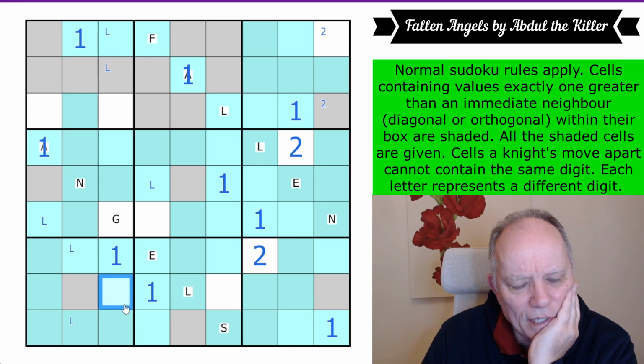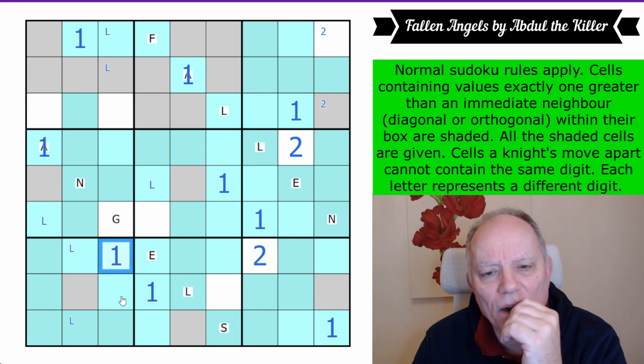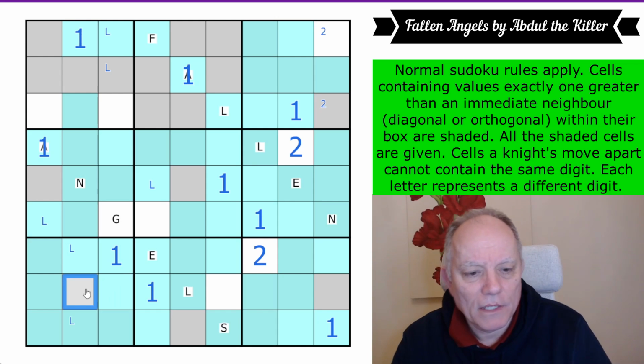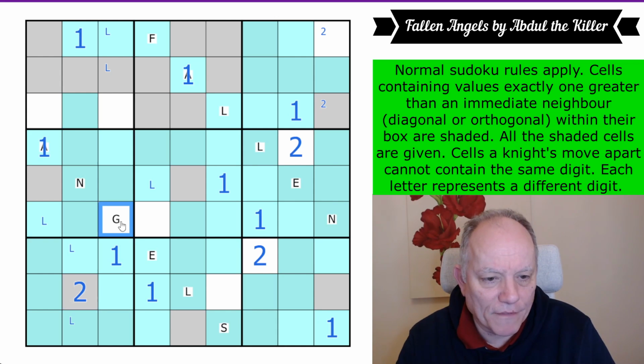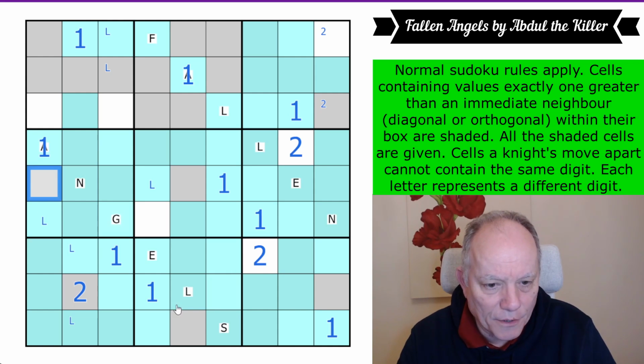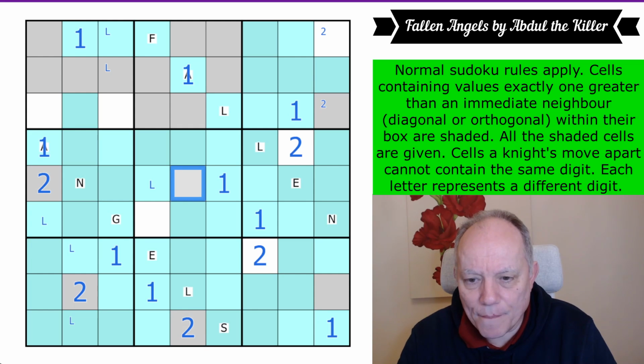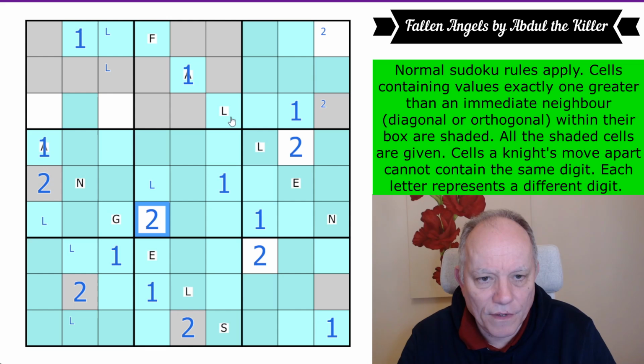When did I decide this wasn't? Oh, because it's white touching a 1. Yeah, all right. That's fine. So this is the only place for 2 in box 7. That sees this cell and that one. That's fixing 2 in 2 boxes. Both of those look at the central cell and fix 2 in box 5.